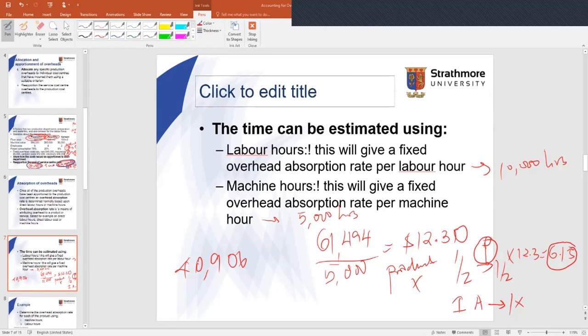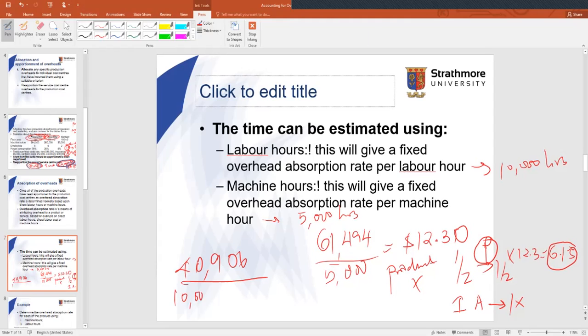The number of hours, just as an example, let's assume 10,000 hours. Therefore, for every hour this machine was running, the cost is equal to 4.09. Now, for this product X, how many hours did it spend in the assembly department? It was 1 hour.